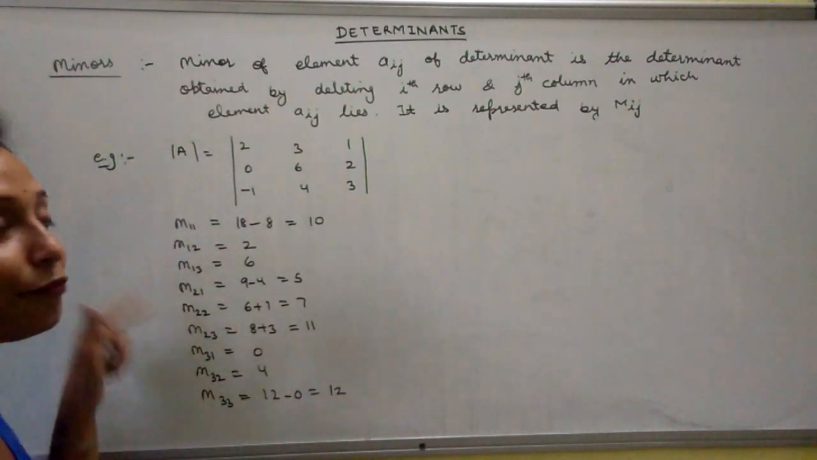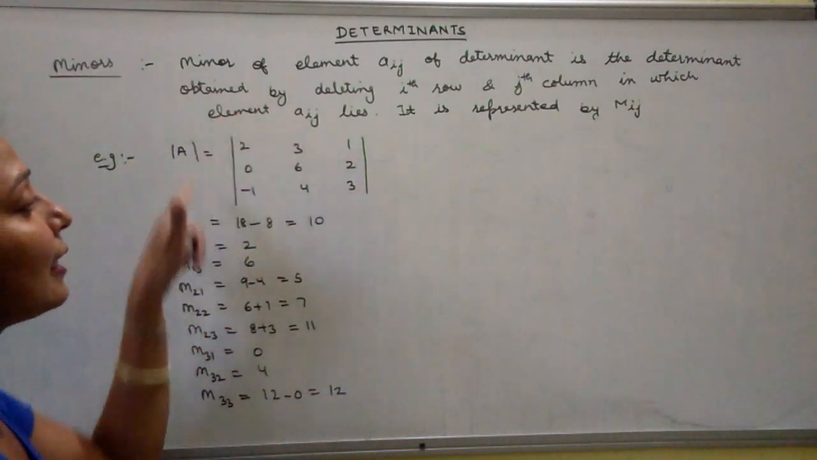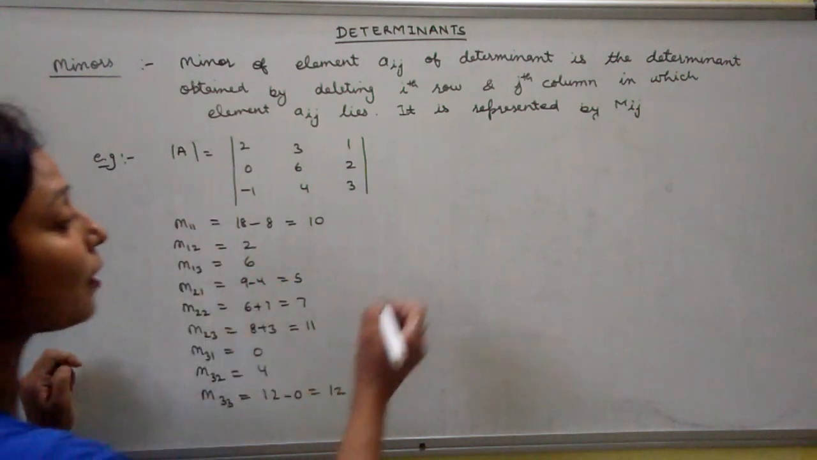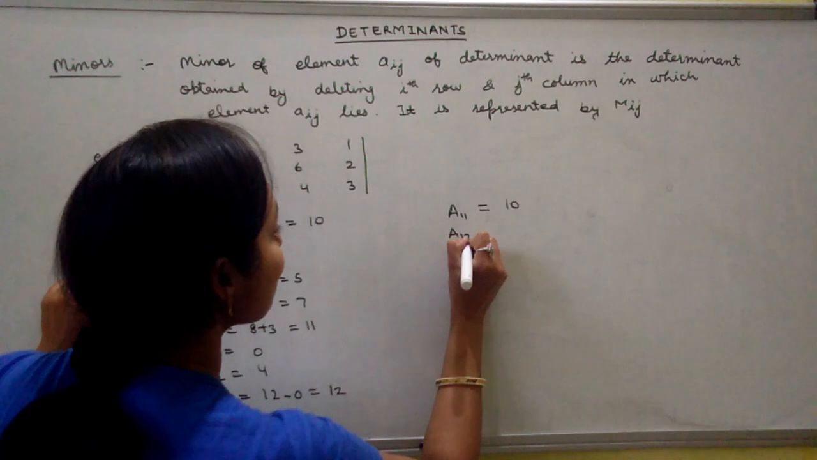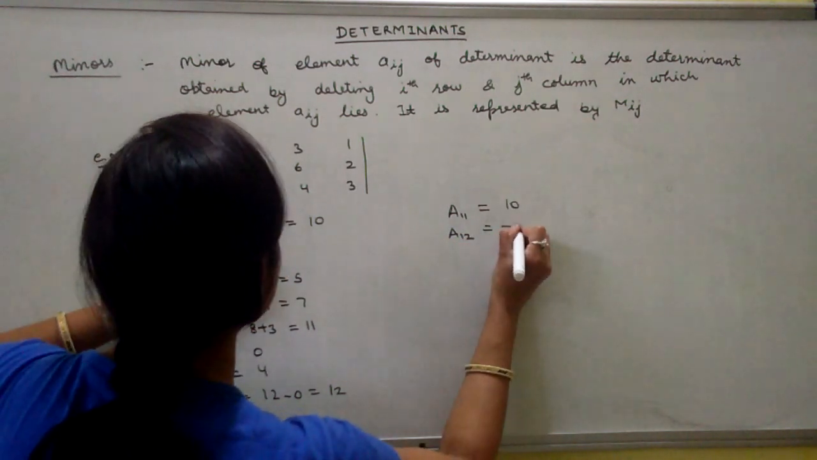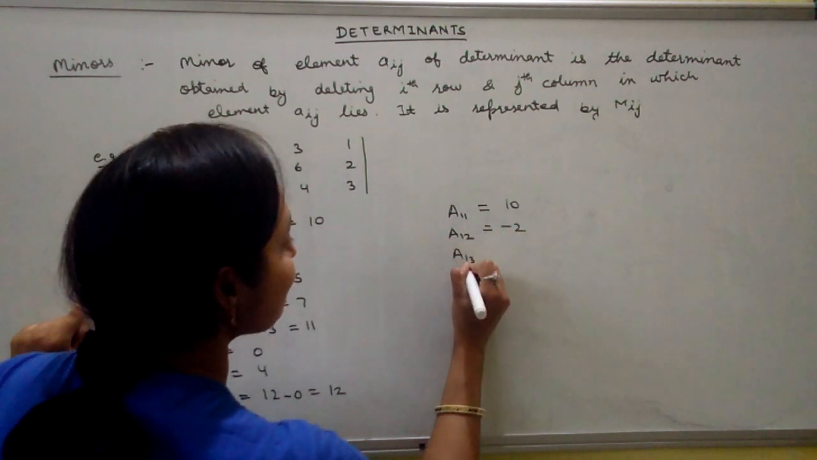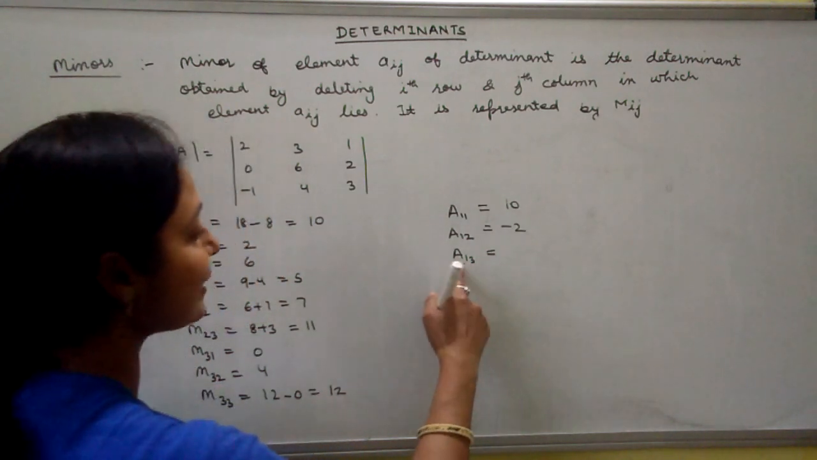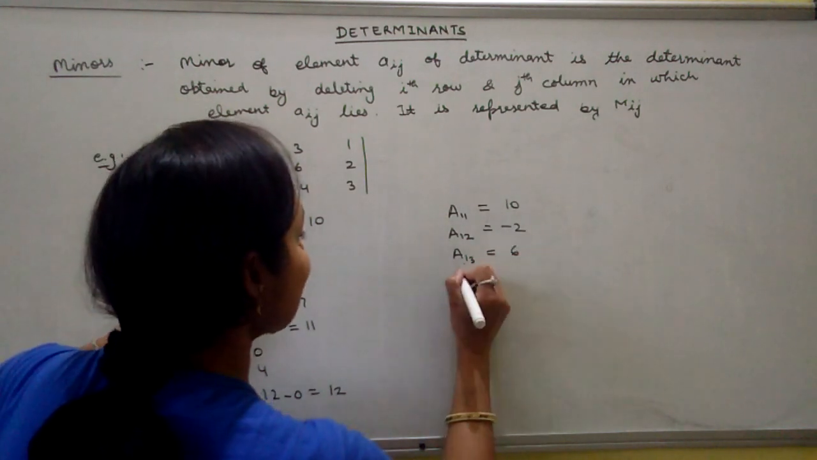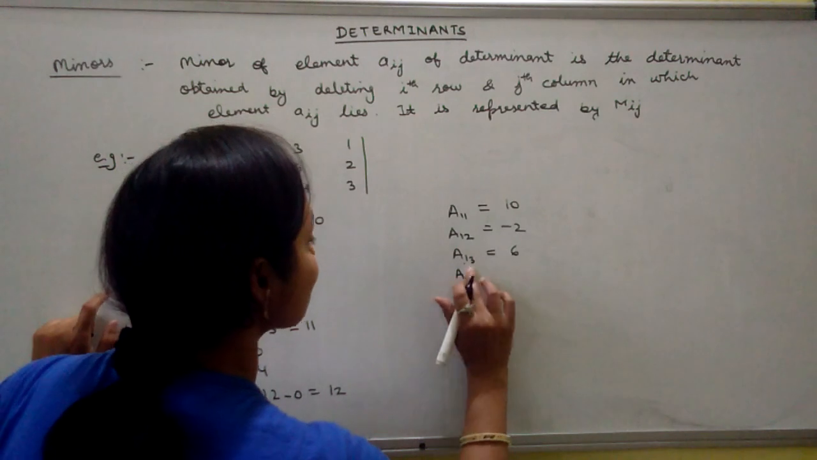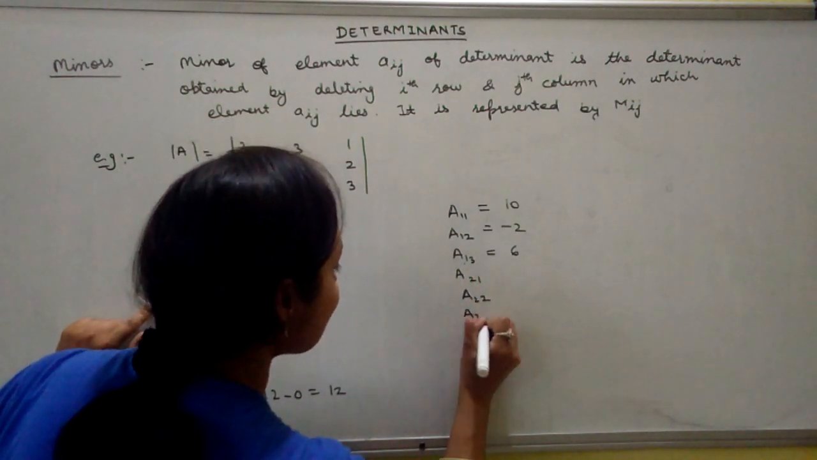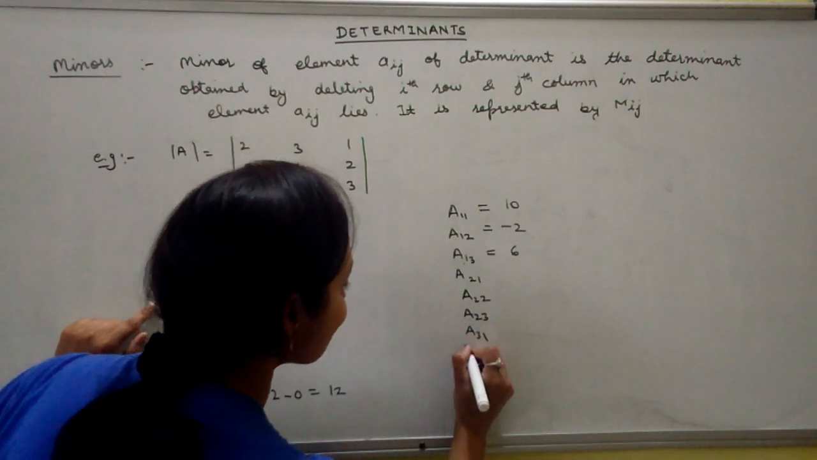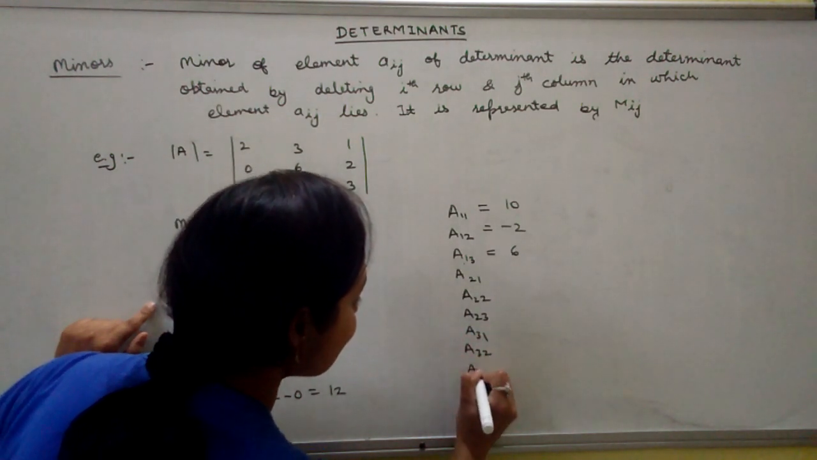So this is the way to find the minors. Each and every element has its minor. Now come to the cofactor. A11, that is 10. A12, then again odd number, so minus 2. A13, 4. By adding these two, we get 6. Then A21, A22, A23, A31, A32, A33.